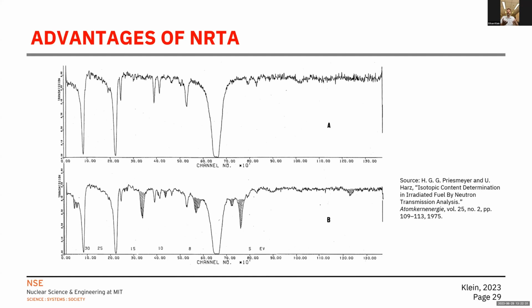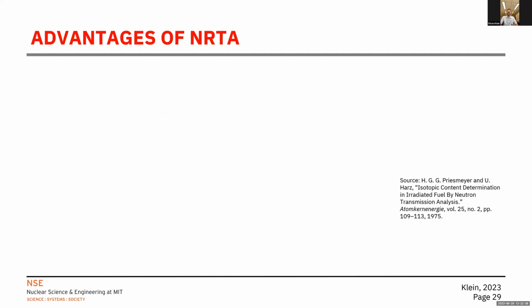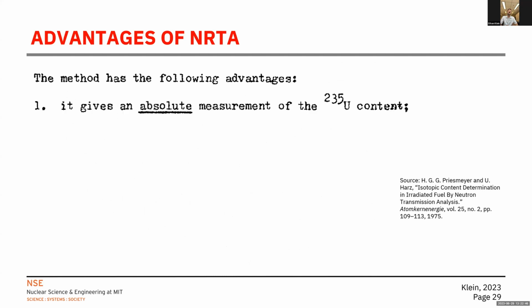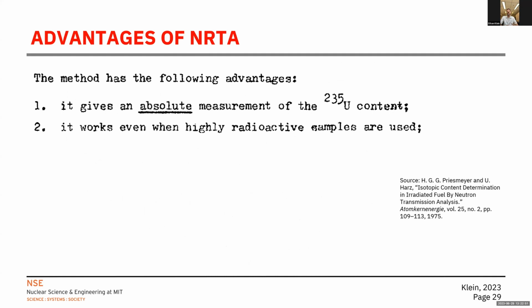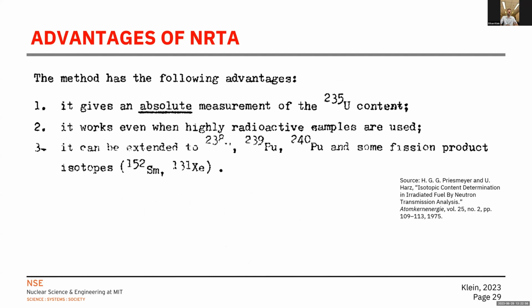And hence for a safeguards application, is that what the host country may have told us, or is there maybe something fishy going on? So what are the advantages that were laid out nearly half a century ago by the authors of that paper? Well, they noted a few of them. The first was it gives an absolute measurement of the uranium content. The second is it works even in situations where you have highly radioactive samples. Third, it can be extended to a range of different isotopes of interest. And four, it's principally non-destructive. It doesn't fundamentally lead to the destruction of the nuclear material, but leaves it intact.